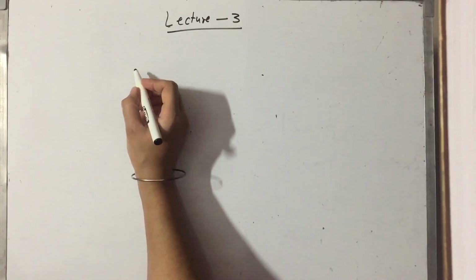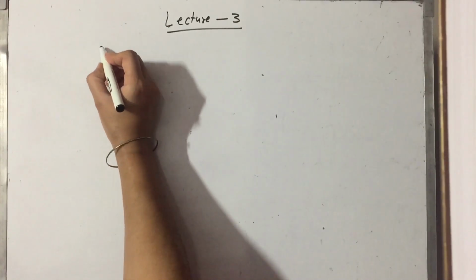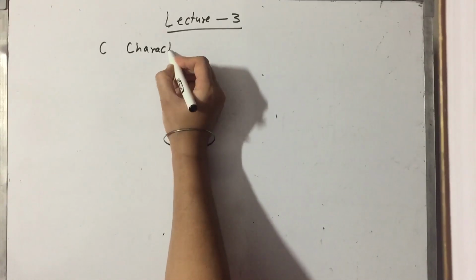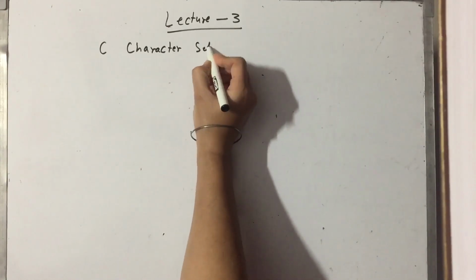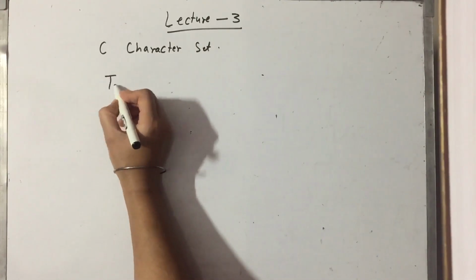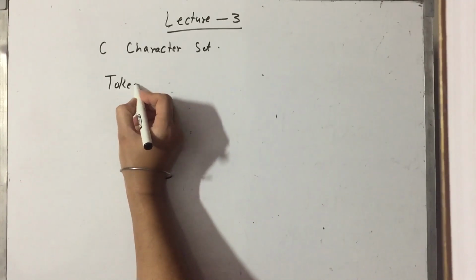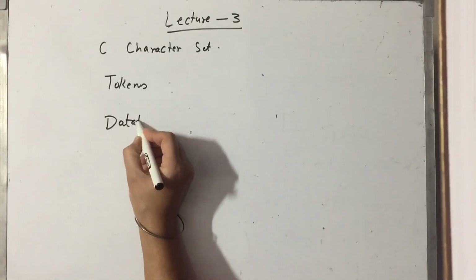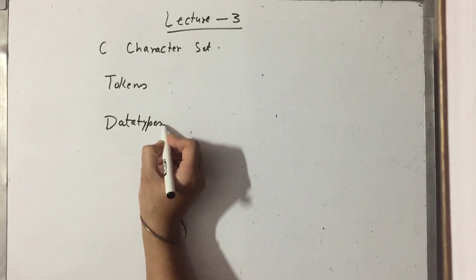Today we will be discussing three things: C character set, tokens, and data types.